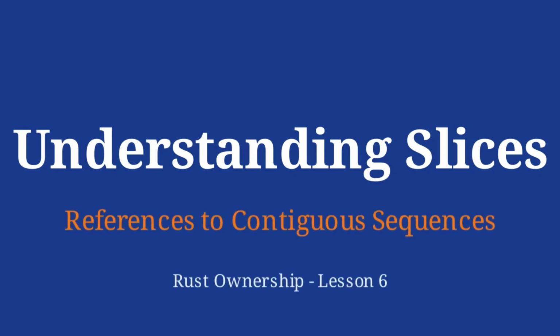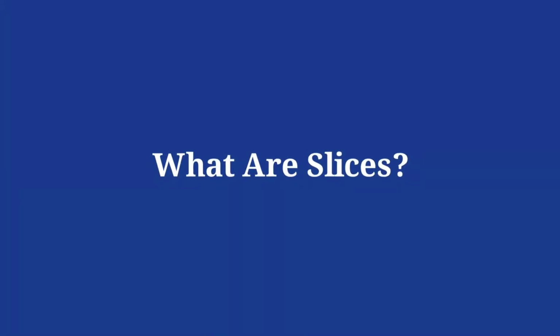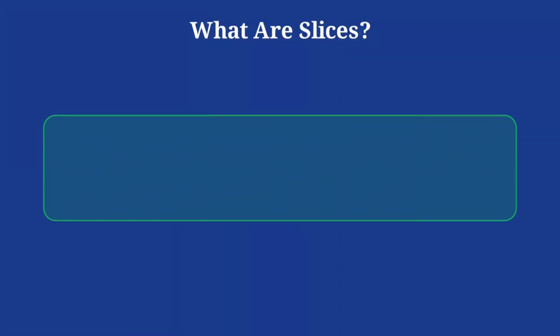Welcome back. In this video, we'll discuss what slices are in Rust and how they can help us reference parts of collections without taking ownership. So, what are slices? A slice is a very common and useful type in Rust that lets you work with parts of a collection rather than the entire thing.